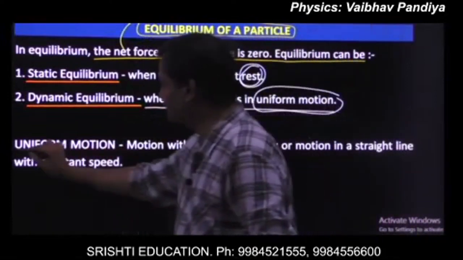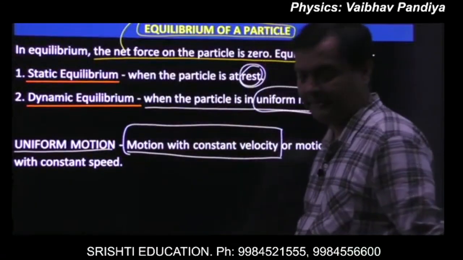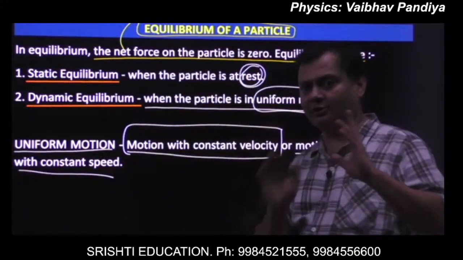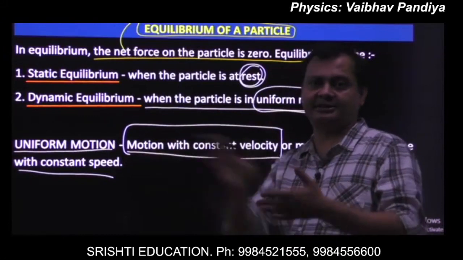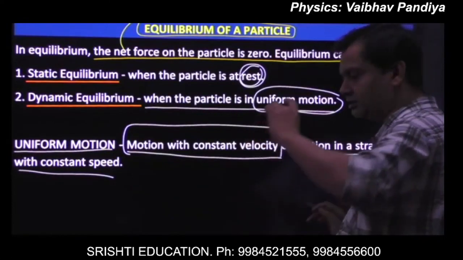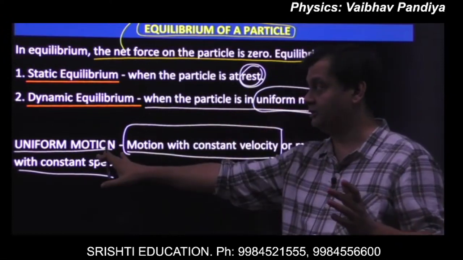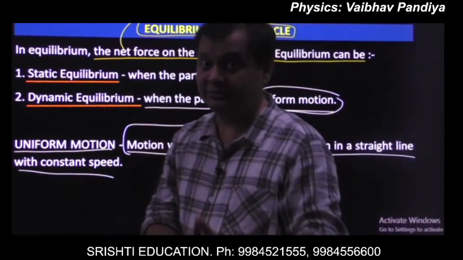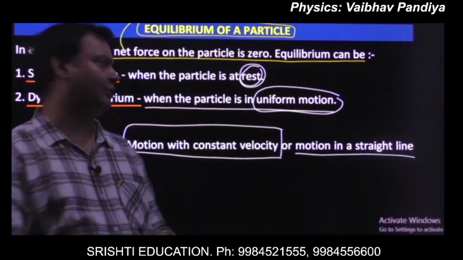Now, what is the meaning of uniform motion? Motion with constant velocity. Either you can say motion with constant velocity, or you can say motion in a straight line with constant speed. When you are saying constant velocity, you need not say straight line, because if velocity is constant, it means a straight line. But when you are saying constant speed, you have to mention a straight line. So whenever there is a motion with constant velocity or motion with constant speed in a straight line, it's a uniform motion, and the particle will be in dynamic equilibrium. In both the cases, the sum of the forces will be 0. Whether the particle is in static equilibrium or in dynamic equilibrium, the sum of the forces will be 0, correct?